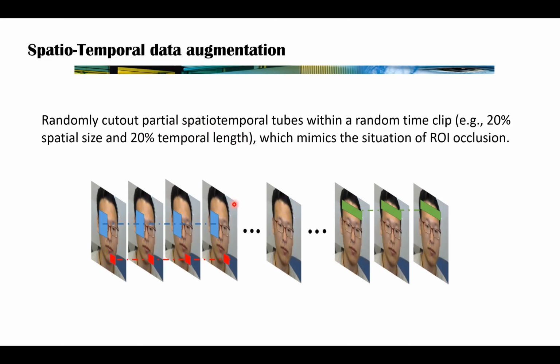To overcome this issue, we randomly cut out, for example, 20% spatial size and 20% temporal length, such as this blue tube, this red tube, or this green tube. So this will mimic the situation of face occlusion.